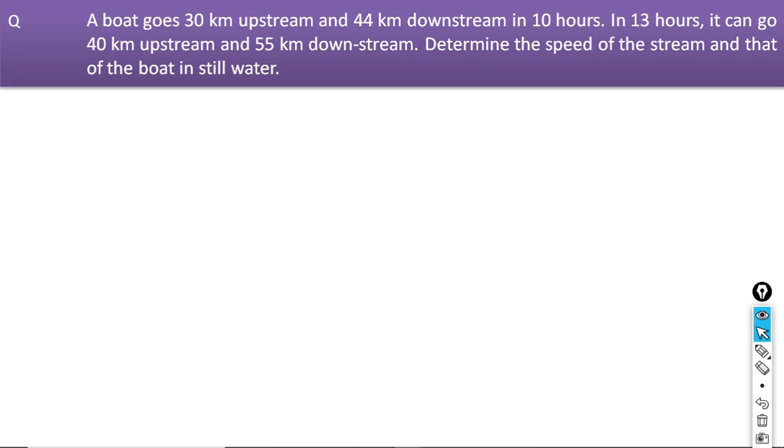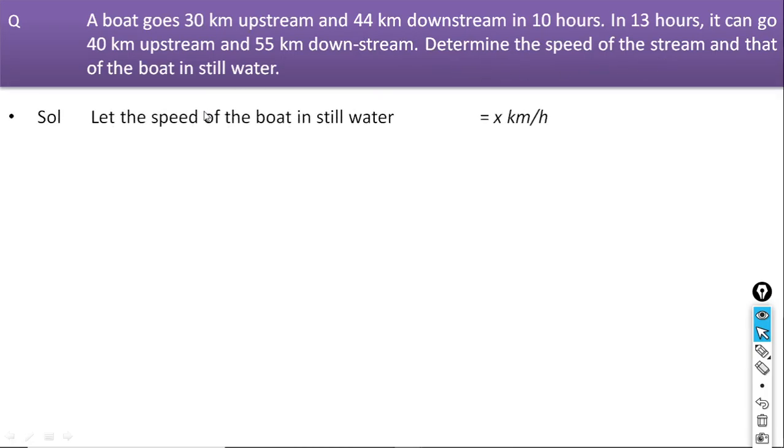Now students, let us discuss the problems on upstream and downstream. As I already discussed here, in this problem, a boat goes 30 km upstream and 44 km downstream in 10 hours. The total time is given as 10 hours, which means we have to convert this in terms of time. And it is asked to find the speed of the stream and that of the boat.